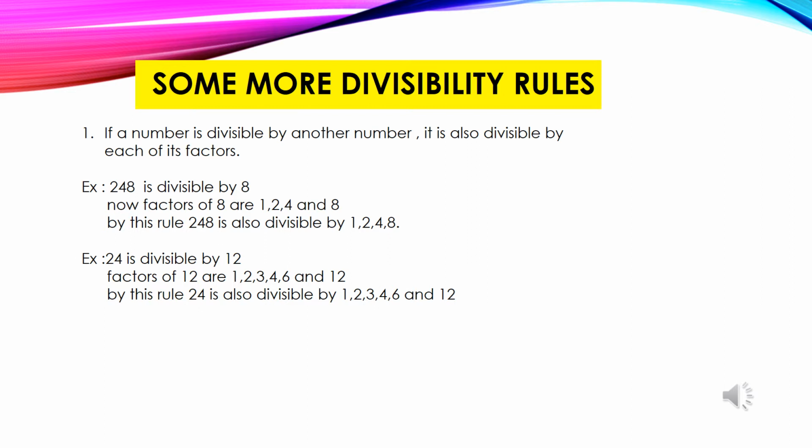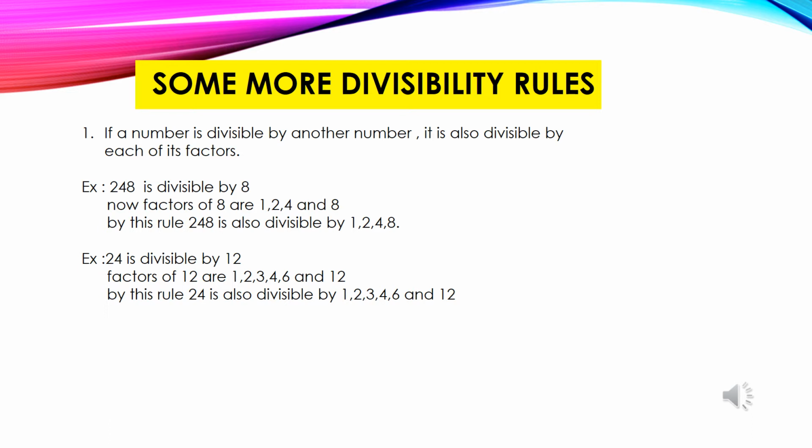You people learned about common factors and multiples in the previous class. Today we are going to learn some more divisibility rules. The first rule is that if a number is divisible by any number, it is also divisible by each of its factors. Means children, if we take any number, for example 248, it is divisible by 8. And we know the factors of 8 are 1, 2, 4 and 8. So by this rule we can say that 248 is divisible by 1, 2, 4 and even 8 also.